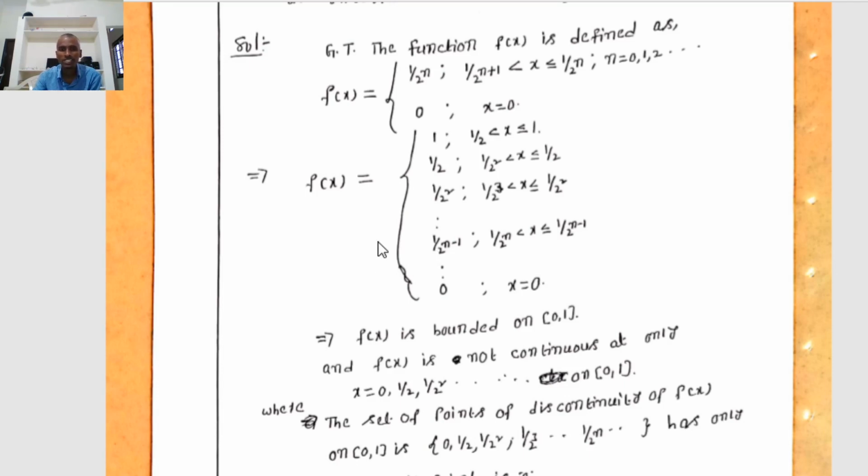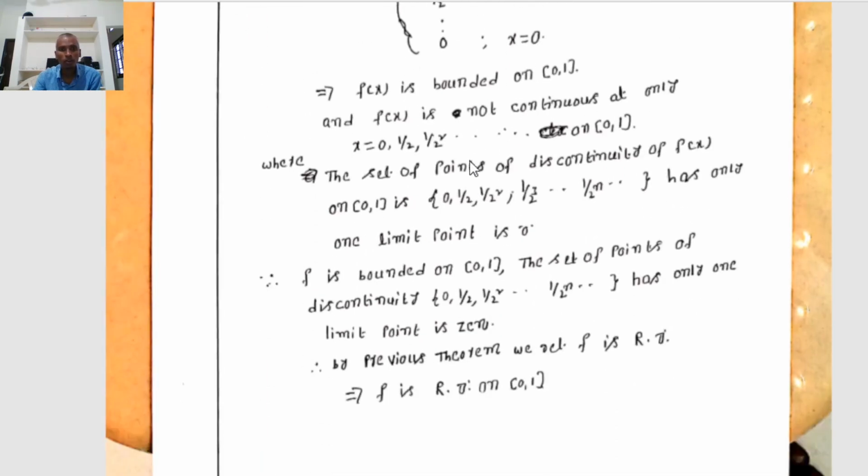That is, f(x) has an infinite number of points of discontinuity on the closed interval [0, 1], which implies f(x) is bounded on [0, 1], and f(x) is not continuous only at x = 0, 1/2, 1/2², 1/2³, and so on. That is, f(x) has an infinite number of points of discontinuity and f(x) is continuous at infinitely many points.